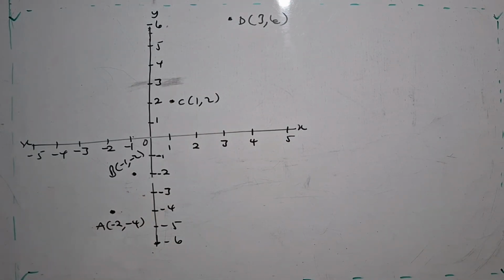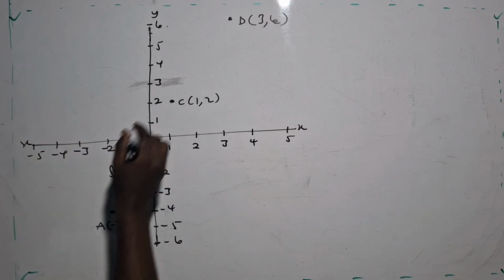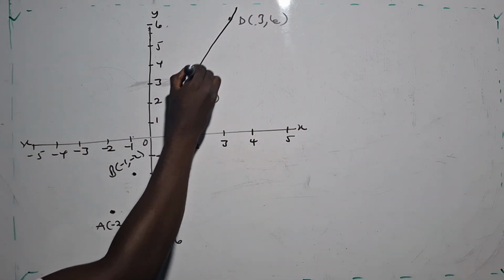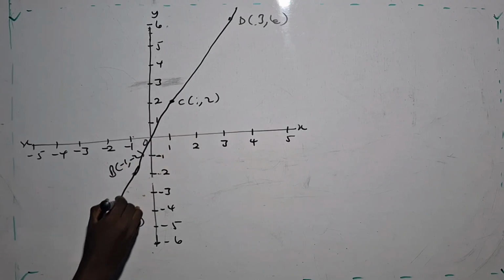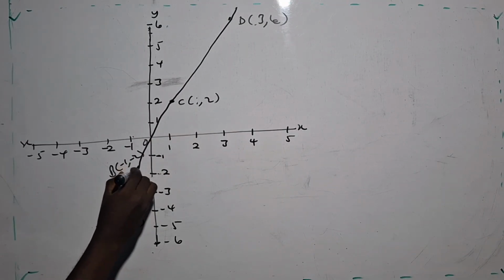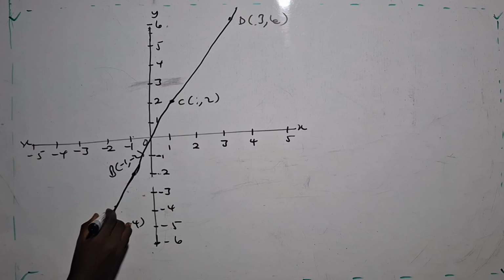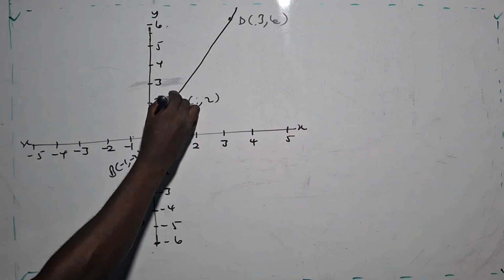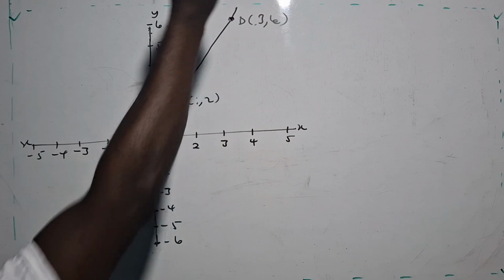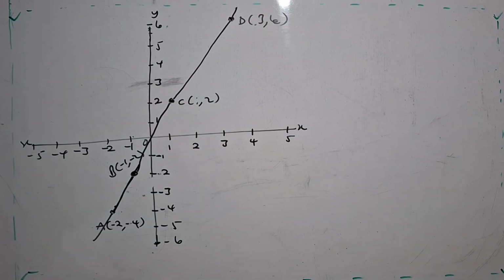So they are saying on the graph, join the points to form a straight line. Pardon me because I'm using my free hand. I'm using my free hand, but with a correct ruler, you get a straight line. So these are the points, and I've joined them to form a straight line.